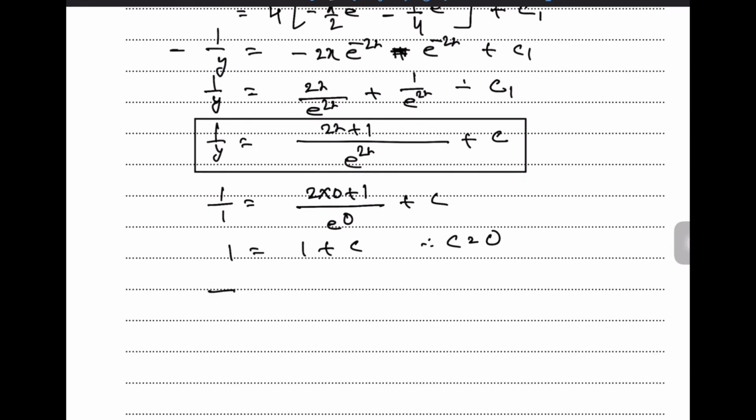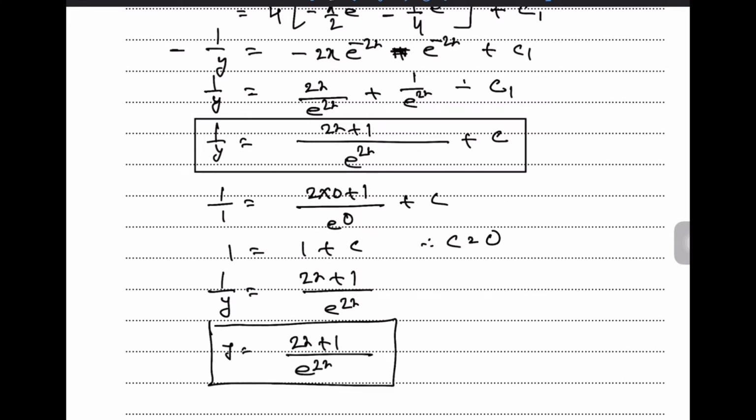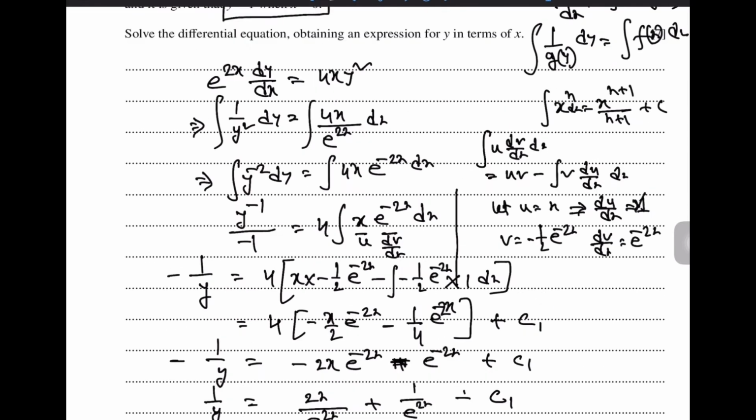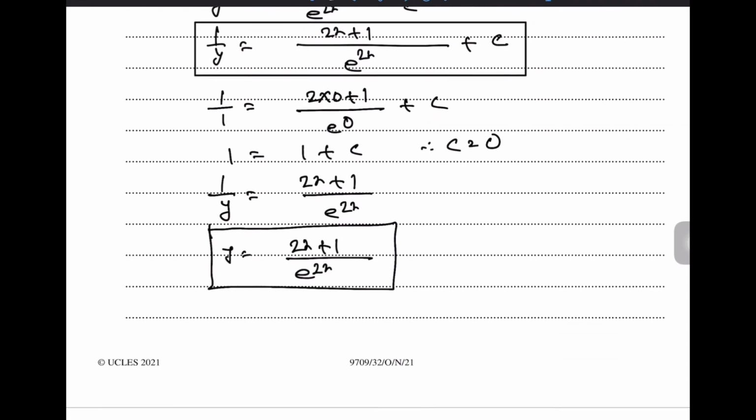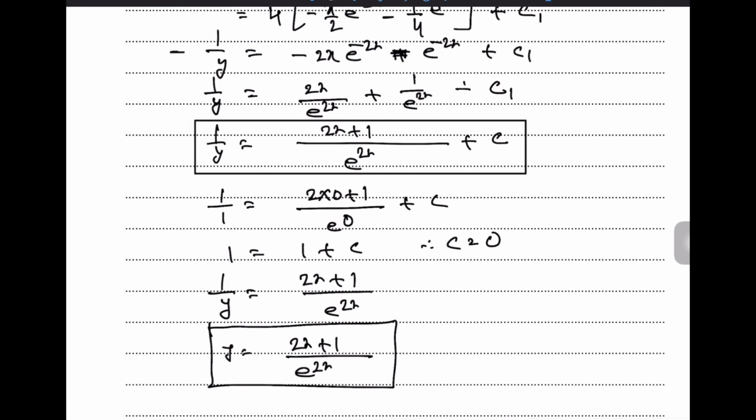That means 1 by y equals 2x plus 1 times e to the power 2x. Let me take the reciprocal of this. That means y equals 2x plus 1 divided by e to the power 2x. So this is our expected answer for y in terms of x. Okay, that's quite easy to solve. Practice is necessary for this reason.